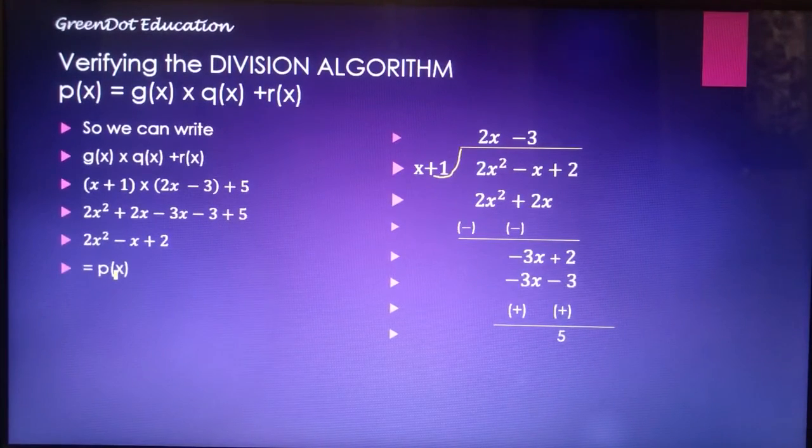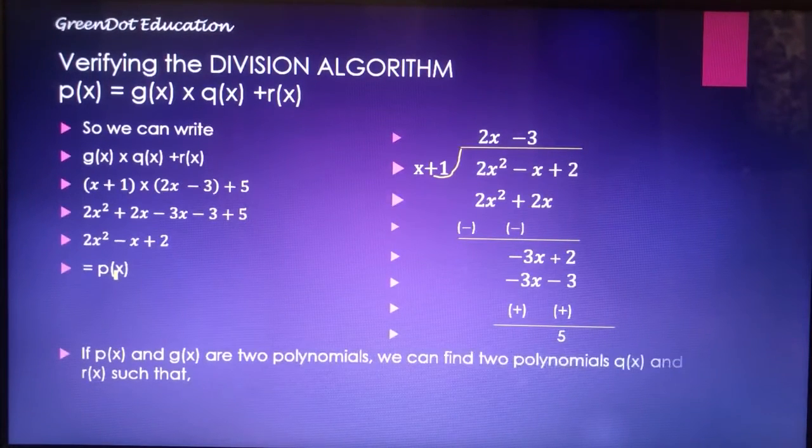and we can recall it or compare it and say that it is nothing else but our original polynomial. In this way we get the same polynomial on multiplying the quotient and the divisor and adding the remainder to it. So this way our division algorithm is verified.